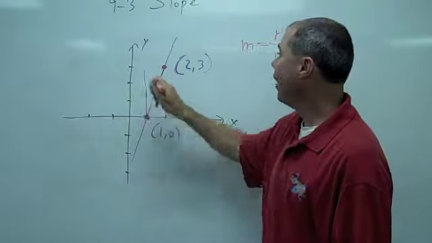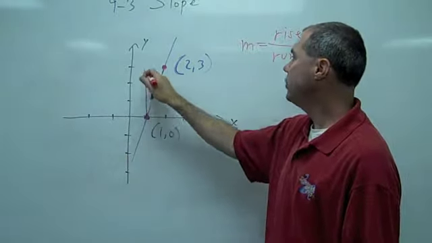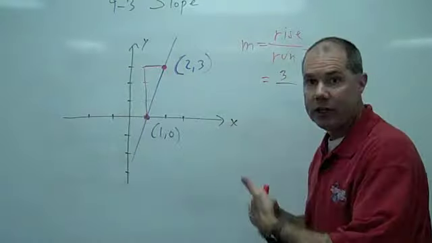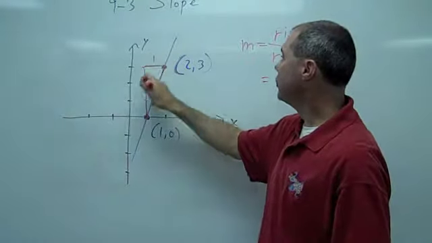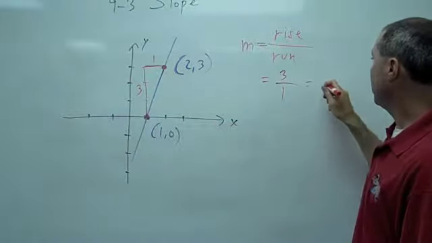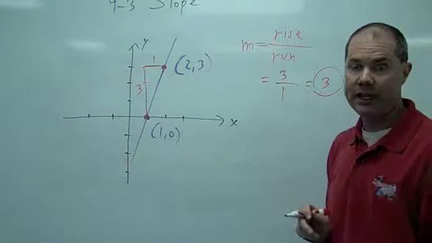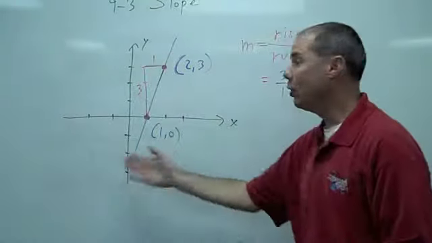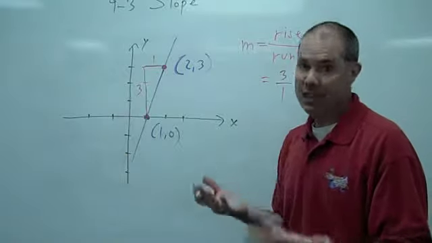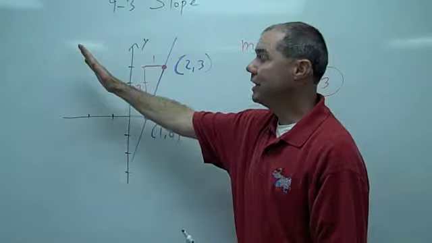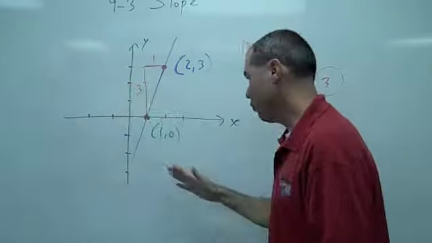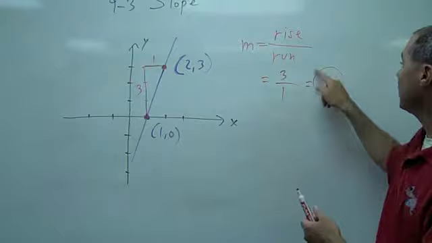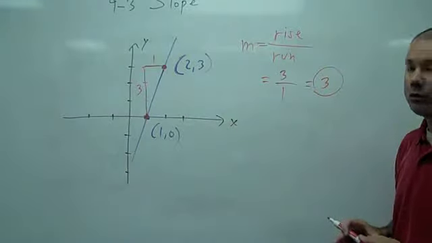Rise is how far up we went. We went up 1, 2, 3 units. Run, we're going to the right, so it's positive of just 1 unit. So it's 3 over 1, which gives us a slope of 3. It's a positive number, which means it's a positive slope. It goes up to the right. A negative slope then would go up to the left or down to the right. That's the difference between a positive and a negative slope. It works out when you work the slope out in terms of what kind of a number you get.